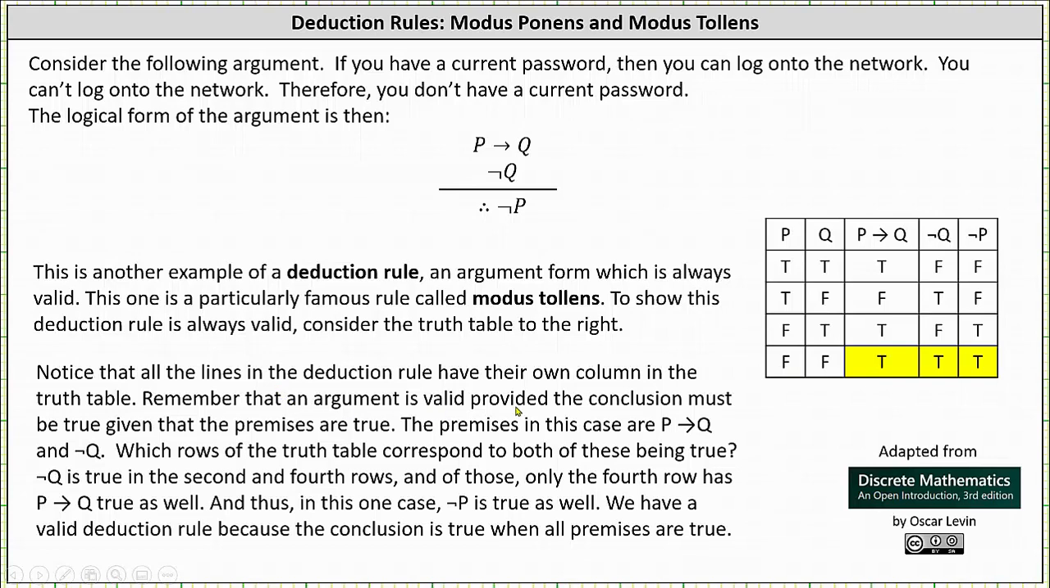And again, remember, an argument is valid provided the conclusion must be true given that the premises are true. The premises in this case are if P then Q, and not Q. Notice if P then Q, and not Q are both true only in the fourth row, and in this fourth row, the conclusion of not P is also true. Or more specifically, not Q is true in the second and fourth rows, and of those, only the fourth row has if P then Q true as well. Thus, in this one case, again, when both premises are true, not P, the conclusion, is true as well, which indicates we have a valid deduction rule, again, because the conclusion is true when all premises are true.